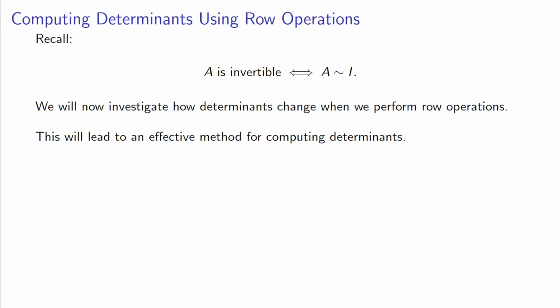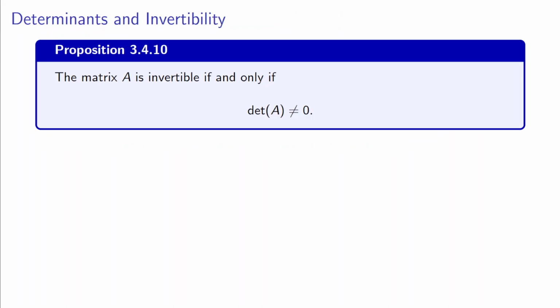So we're going to explore this a bit further and also introduce a nice way to actually compute determinants of n by n matrices, so matrices bigger than 2 by 2. And just as a reminder, A is invertible if and only if it is row equivalent to the identity matrix. So there needs to be a set of elementary row operations that allows us to go from A to the identity. What we're going to do is explore how determinants change when we perform row operations, which gives us an effective method for computing determinants, but also will give us a way to better understand why that proposition is true, that a matrix is invertible if and only if its determinant is non-zero.